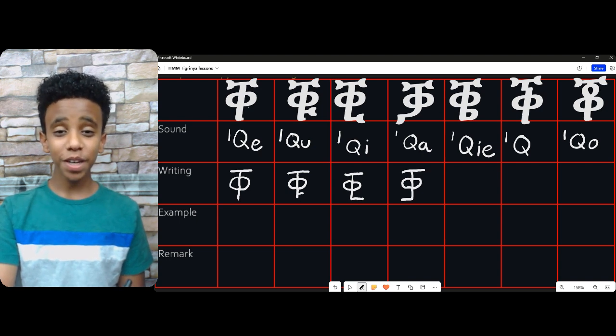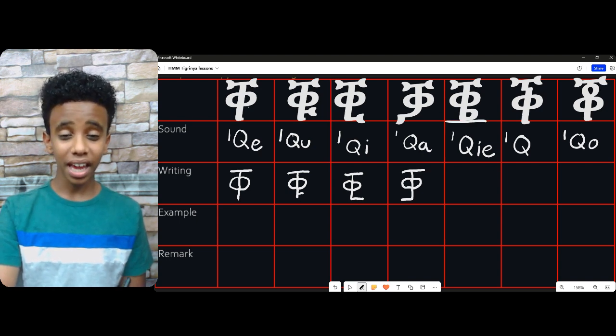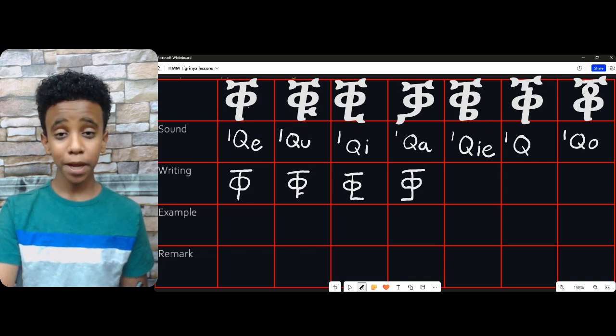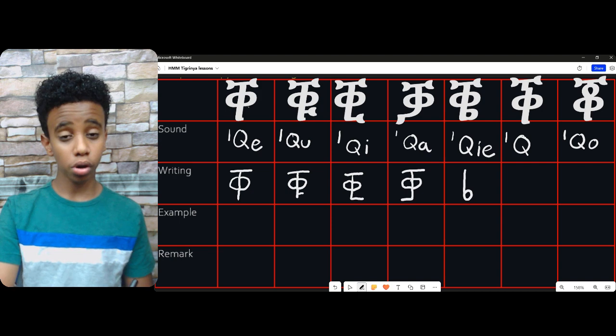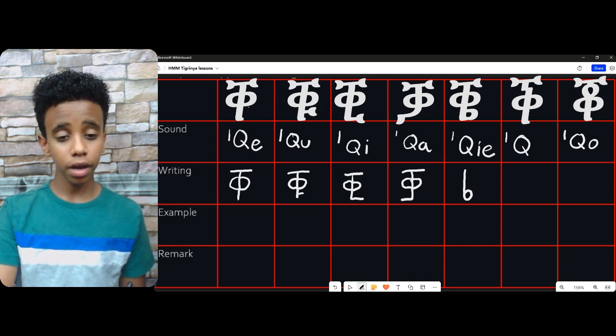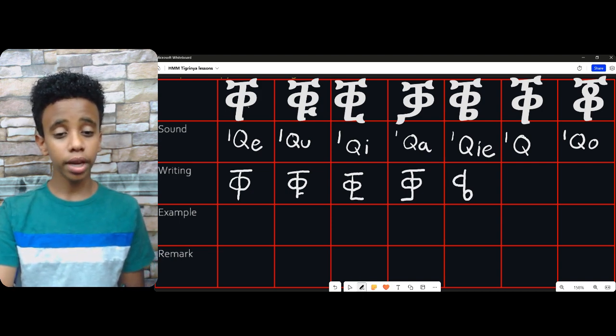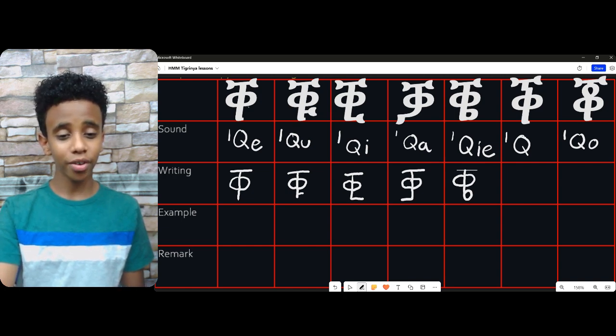Our fifth letter is the letter qe. If you were to write the letter qe in Tigrinya, you would write it by making a B, but that has a small circle. And then you'll create a half circle, another half circle, and you'll create a hat over it. This is how you write the letter qe.